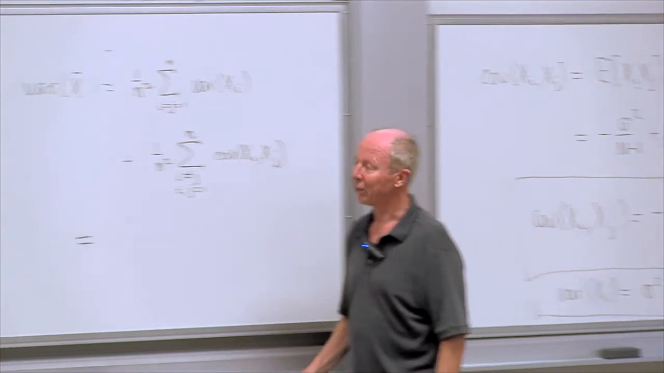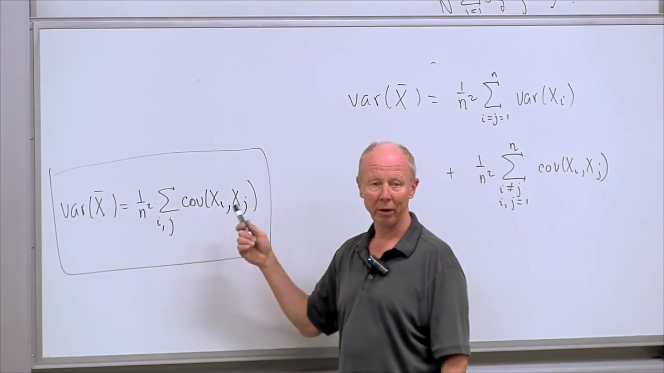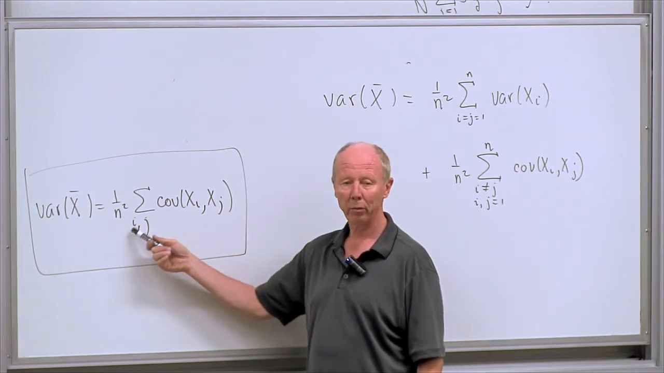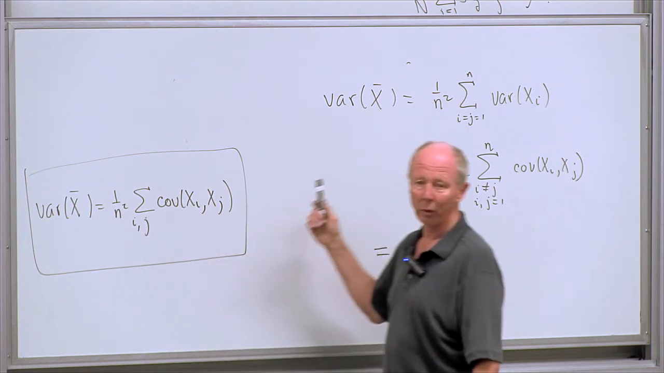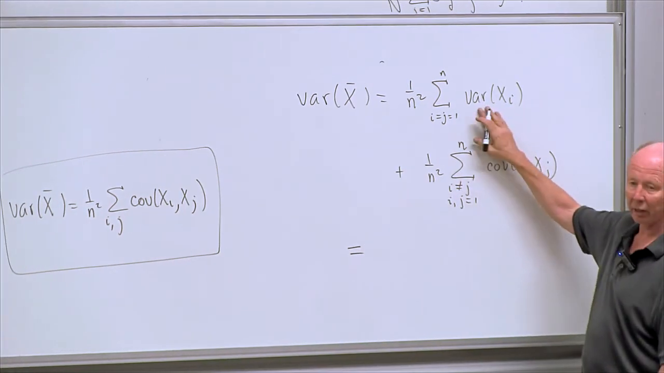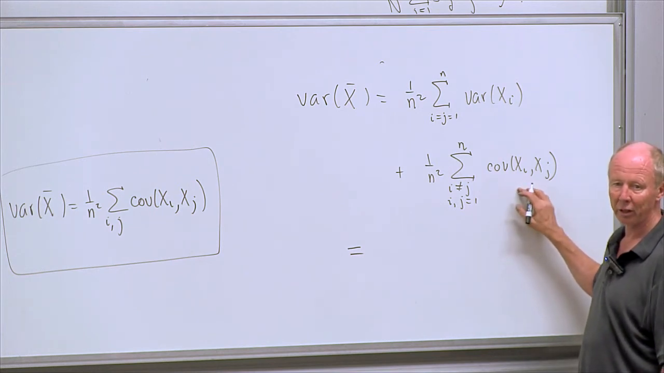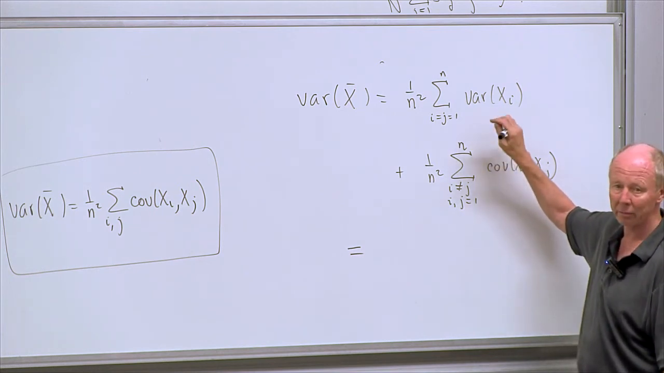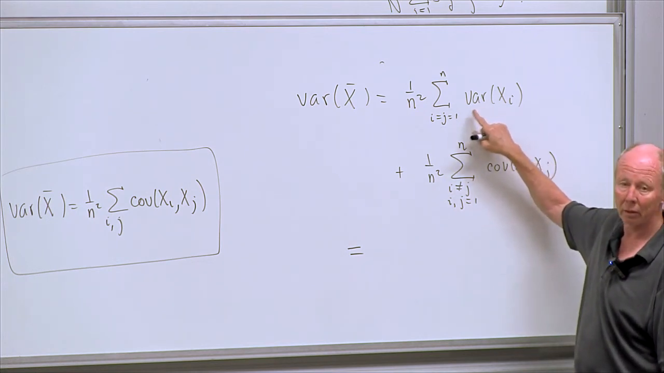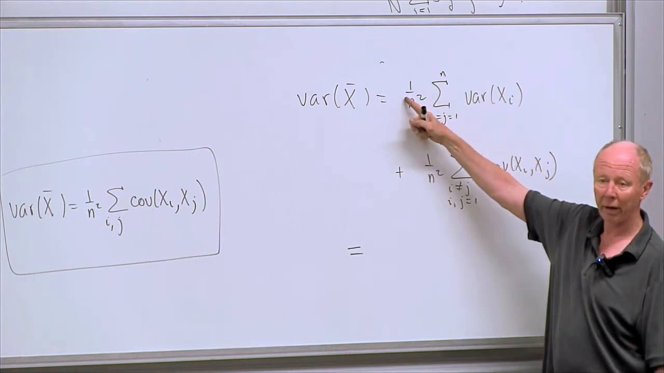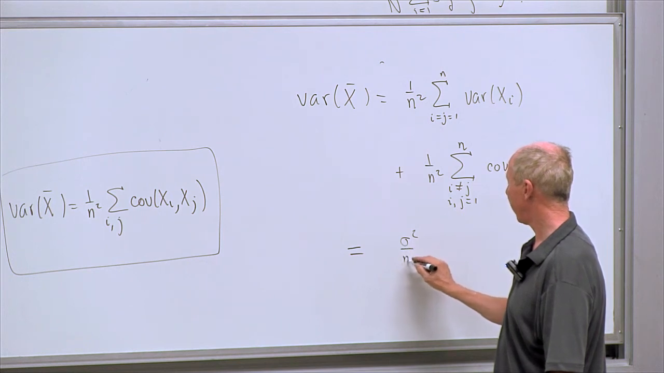So far I just wrote out that the variance of x bar is this, but now I split this up. When i and j are the same and when they're different, these things will have different values. When i is equal to j, I get the variance of xi. When i is different from j, I get the covariance for different random variables xi and xj. Now we'll substitute in the values. This is sigma squared. How many times do I add that up? n times, and I divide by n squared, so that'd be sigma squared over n. That's the first term.